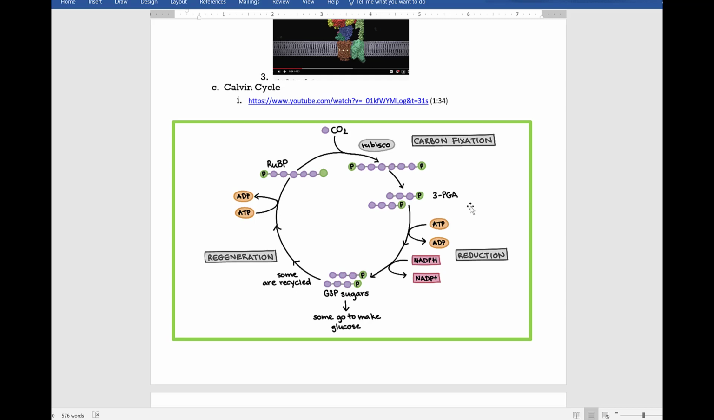The citric acid cycle and the Calvin cycle are not the same thing. The Calvin cycle and the TCA cycle are not the same thing. The Calvin cycle and the Krebs cycle are not the same thing, but the Calvin cycle and the C3 cycle, those are the same thing.